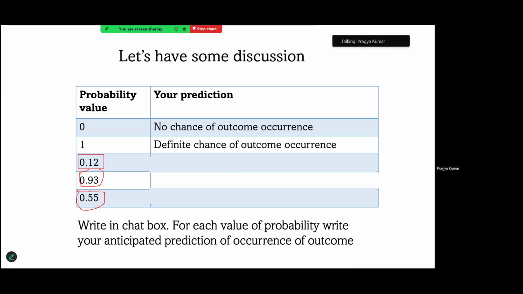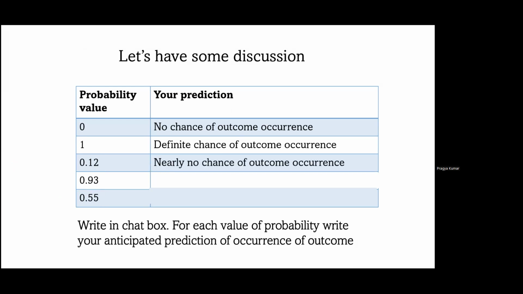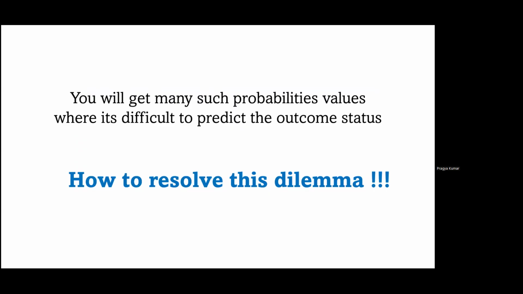Dr. Anindya is writing near to, okay, it was the moderate chance. Yes, moderate chance. So now 0.12 is okay. You people have written that. 0.93 and 0.12 are very clear. But 0.55, again, is difficult to decide because you don't know. So how do we resolve this dilemma?